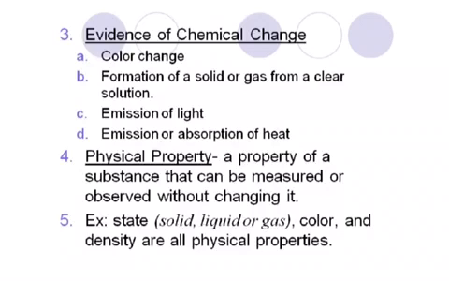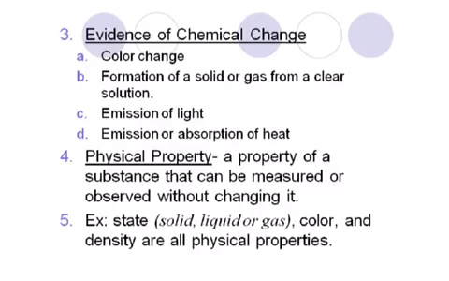Now a physical property is a property of a substance that can be measured or observed without changing it. So its state, solid, liquid, or gas: you can take water and boil it and turn it into steam. It's still water. You can freeze it and turn it into ice. Again, it's still water.